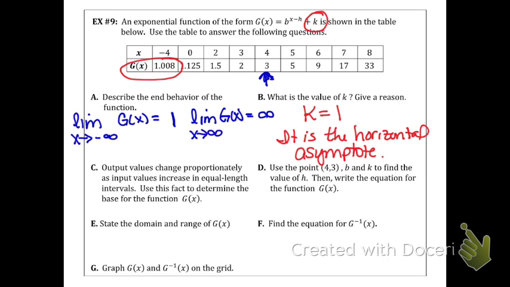All right, C says output values change proportionally as input values increase in equal length intervals. Use this fact to determine the base for g of x. So we can see, let me clear out what I wrote here. Move my circles. All right, so I know my x's are increasing by 1.